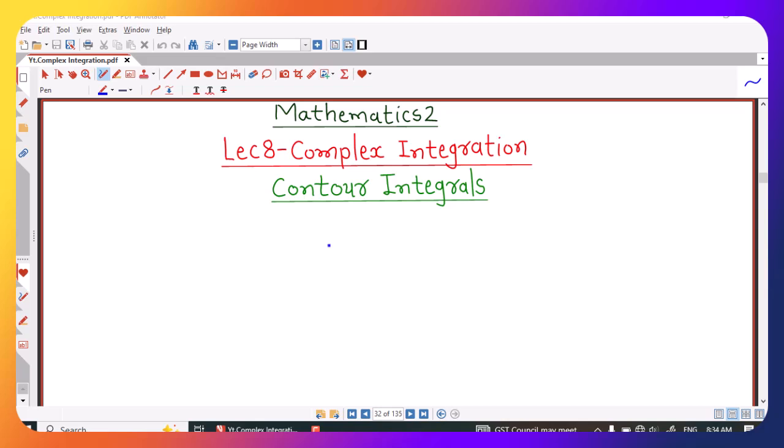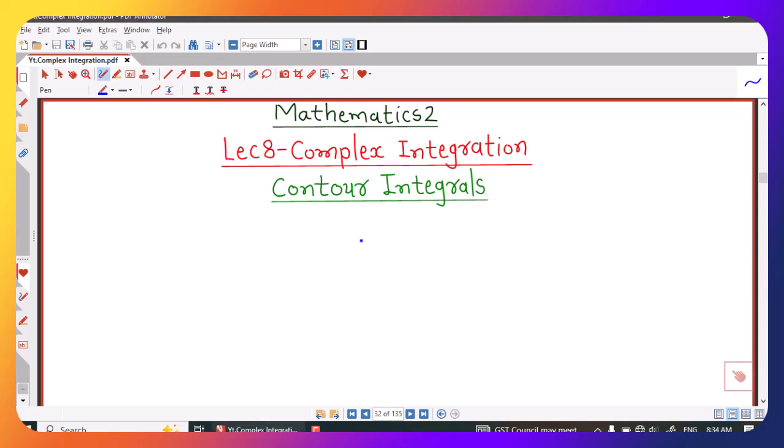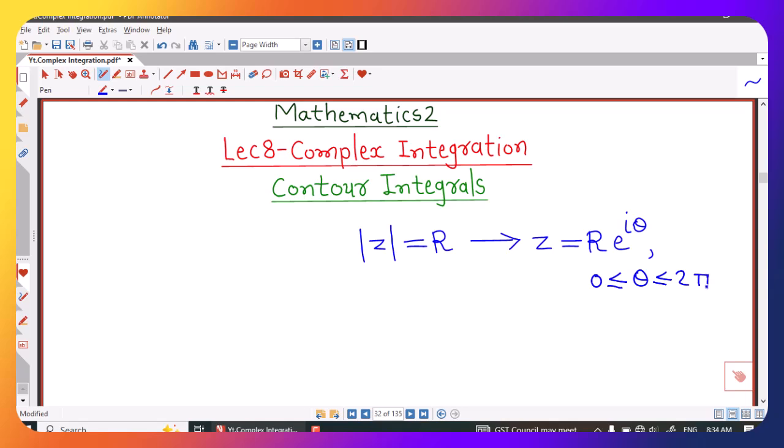Now before going for that problem, we just recall that suppose we have a circle in the xy plane or complex plane whose center is origin and radius is r. Then we know that we can represent this circle in parametric form as z equal to r times e raised to I theta, and if we are considering the whole circle, then theta lies between 0 and 2 pi.